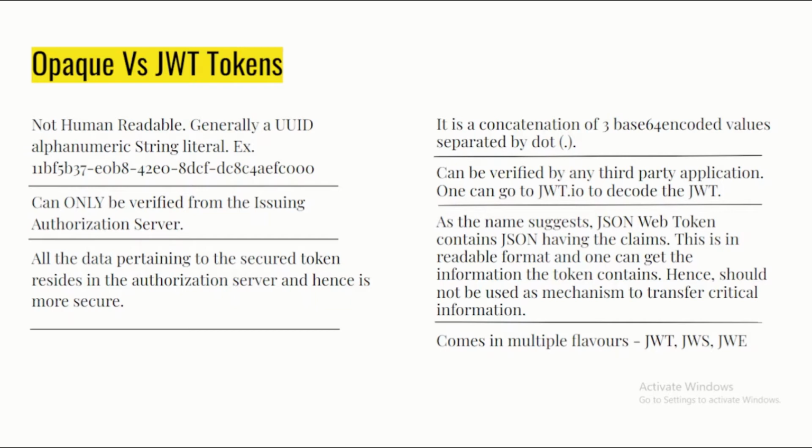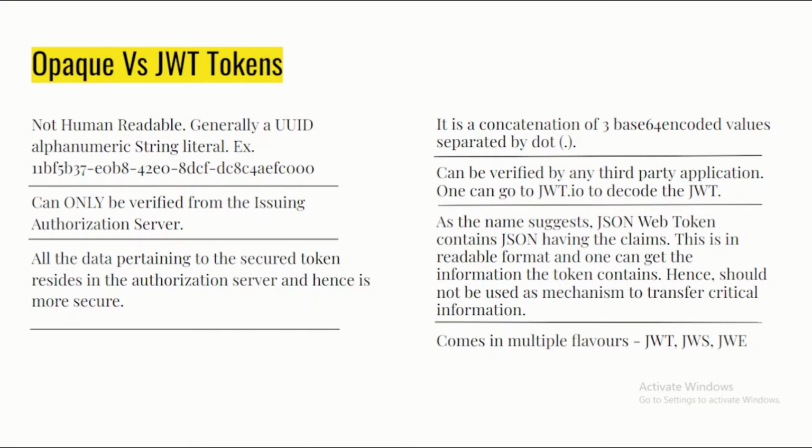When was this token issued? What is the subject of the token? What is the audience of the token? When will it expire, not used before, what are the custom attributes? Now you can see that this payload can be decoded by anyone, either online or using a library. So ideally this should not be used for transferring any critical information that could pose a security threat if another party sees it. Again, JWT comes in multiple flavors. We have JWT, JWS, and JWE.